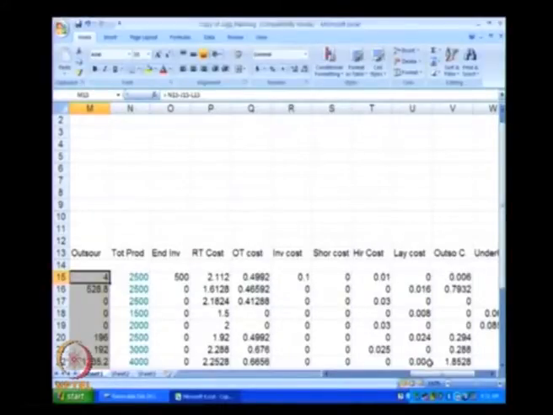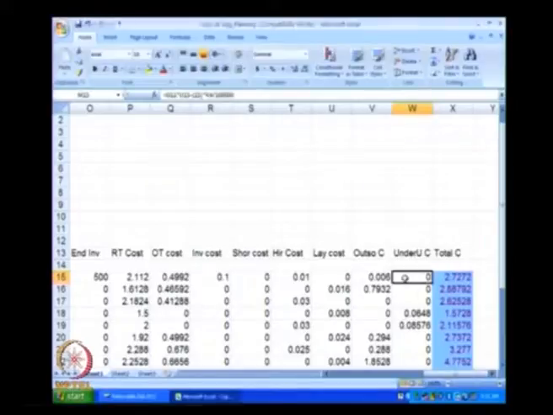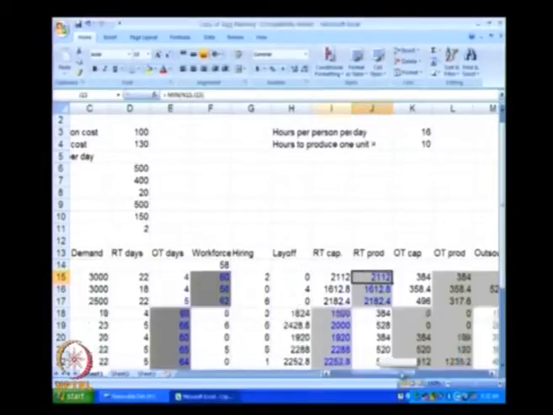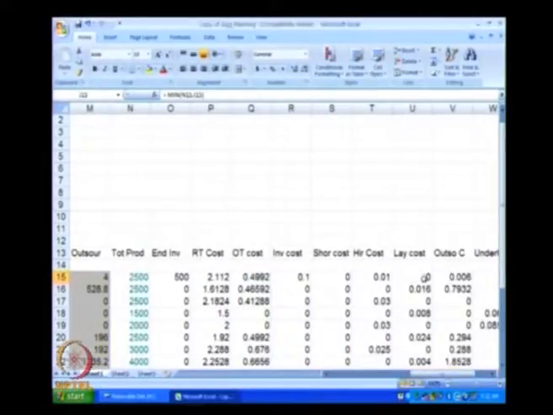The 8th cost which we have to describe is cost of underutilization. Now, in this particular case, the regular time capacity is 2112 and we have used up all the 2112 of regular time capacity. If we do not use the entire regular time capacity and if some regular time capacity is unused, then that becomes an underutilization cost. In this case, the underutilization cost is 0.